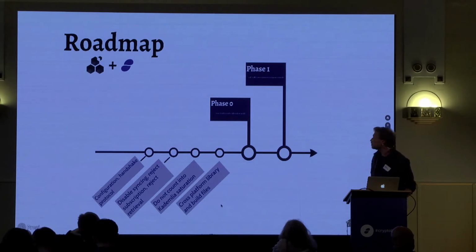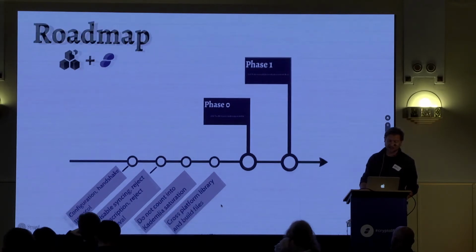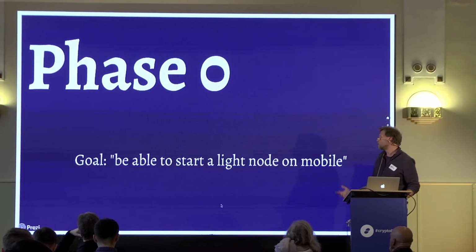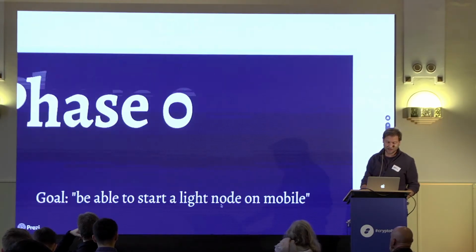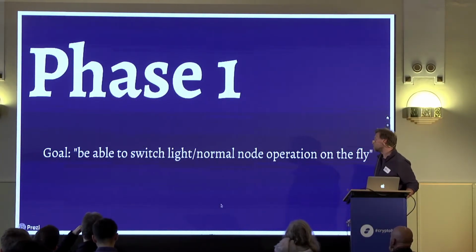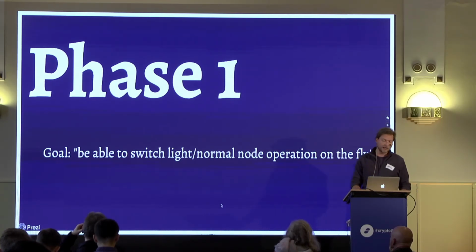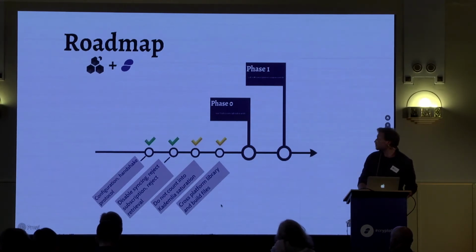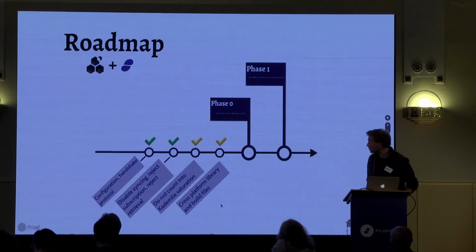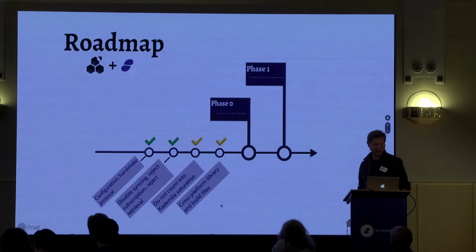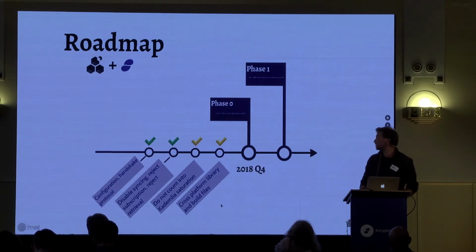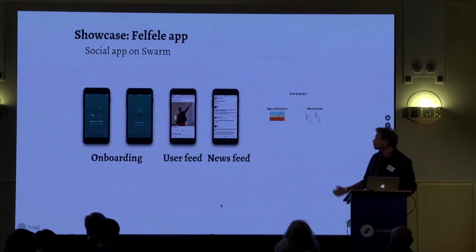So that's the project that we were working on with the Swarm team and with some Status guys. And so we set two phases and several tasks in phase zero. And in phase zero, our goal is to be able to start a light node on mobile. So that's not too ambitious, but still. And the second goal is to be able to switch between light and normal node on the fly. So where we are in this, we made some progress already with the handshake protocol, disable syncing is already merged, and the Kademlia and the cross-platform library and build, we have pull requests for both, right now only for iOS, so that's why it's not completely ready, but we expect it to be ready by end of this year, and by the first quarter of next year, we want to get to be able to switch on the fly between the two things.